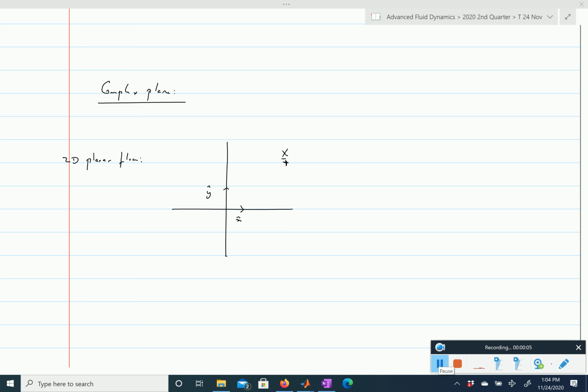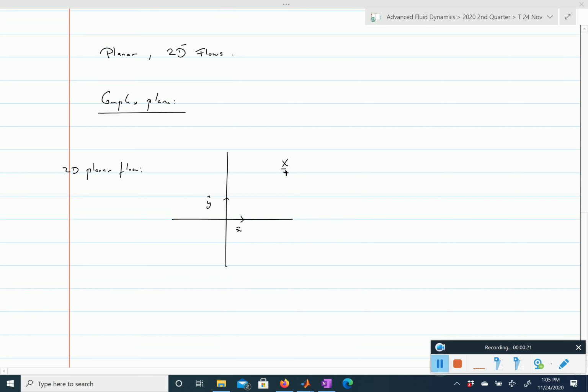Here I briefly give a few reminders on the complex plane. So this part is again only for ideal flow in planar 2D geometry. So we are dealing with planar flows and two-dimensional flow. And so let's consider our 2D plane. So this is the plane.